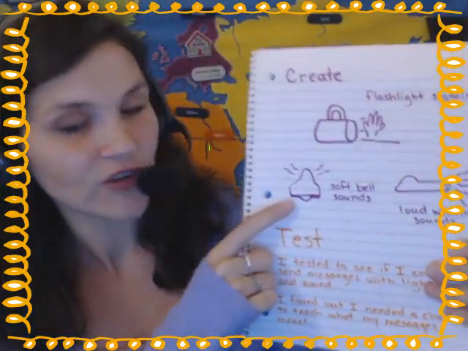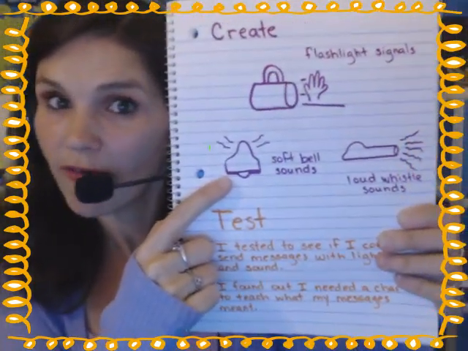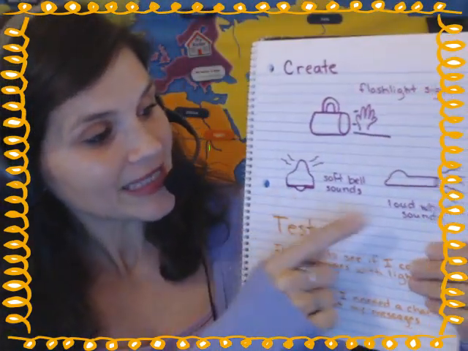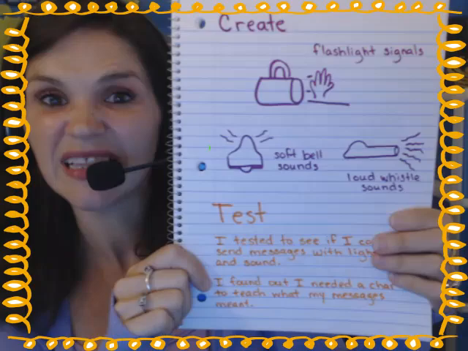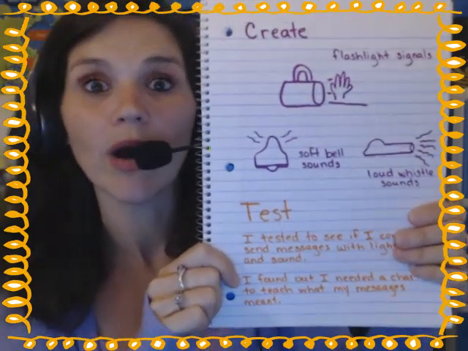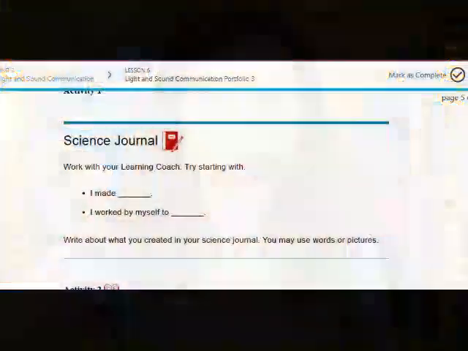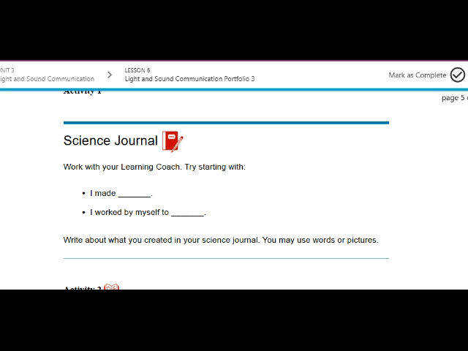Then I've also got a picture of my bell. I'm going to use really soft bell sounds when I want to communicate something pleasant. And then I'm going to use my whistle with really loud whistle sounds when I want a warning, when something's not going well. So that is my create section. Remember, you can draw pictures. You can use these sentence starters right here, or you can take pictures of what you've done for that create section as well. You can get as creative as you would like to.